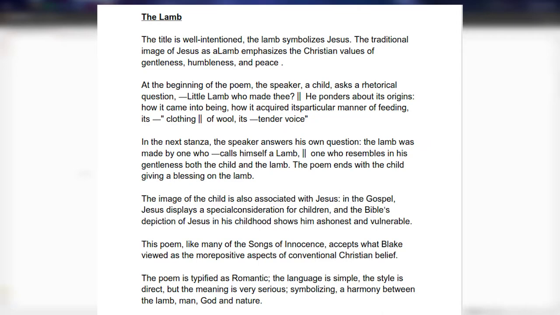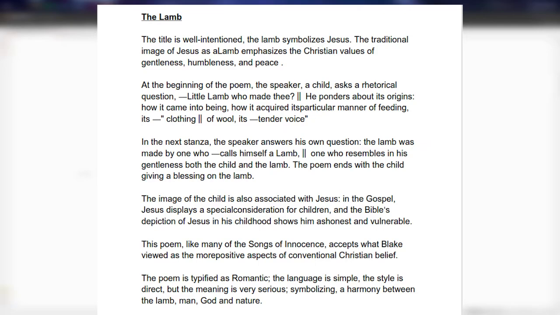the title is well-intentioned. Lamb, well-intentioned, and underline this. The lamb symbolizes Jesus. We didn't say Christ, we say Jesus. The lamb symbolizes Jesus, the traditional image of Jesus as a lamb, emphasizes the Christian values of gentleness. That's the first thing. Humbleness, and finally, peace. These are characteristics of the lamb.